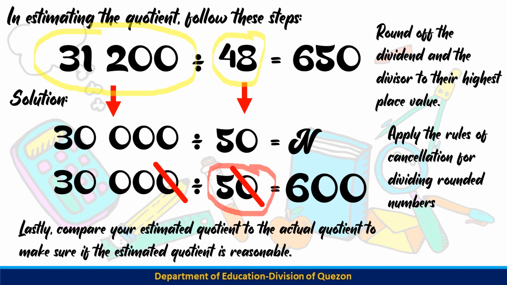The last step is compare your estimated quotient to the actual quotient to make sure if the estimated quotient is reasonable. Tingnan natin kung reasonable ba yung estimation natin. The actual quotient is 650 and the estimated quotient is 600. Magkalapit ba sila? Malapit ba sila sa isa't isa? Of course, malapit po sila sa isa't isa. So, the quotient is reasonable. Ating alalahanin.